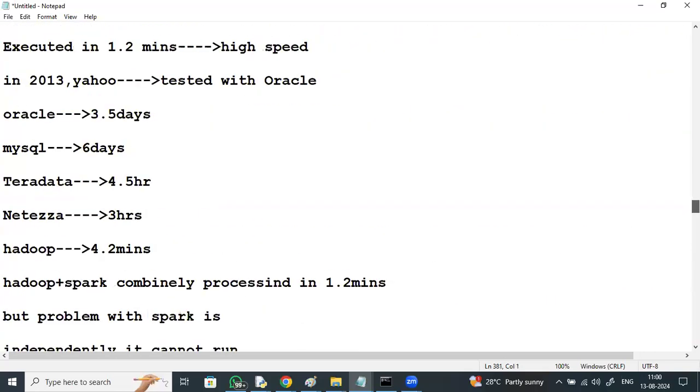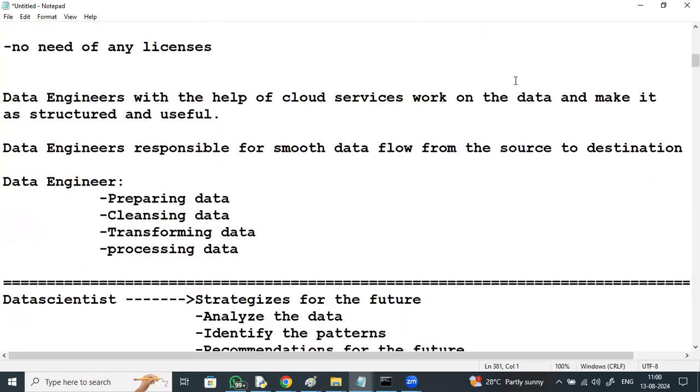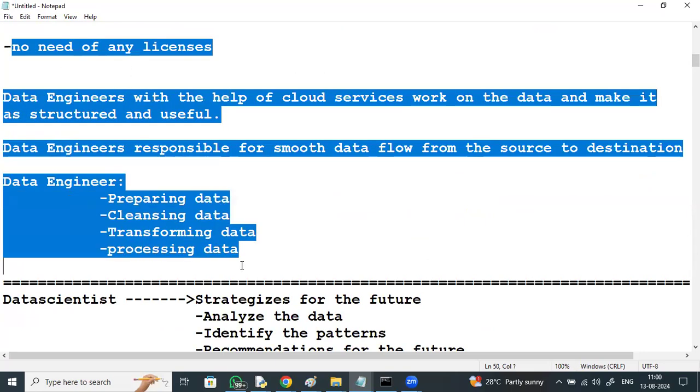And for people who want only ADF, it goes to nearly 35, say 35 to 40 hours. Fine.